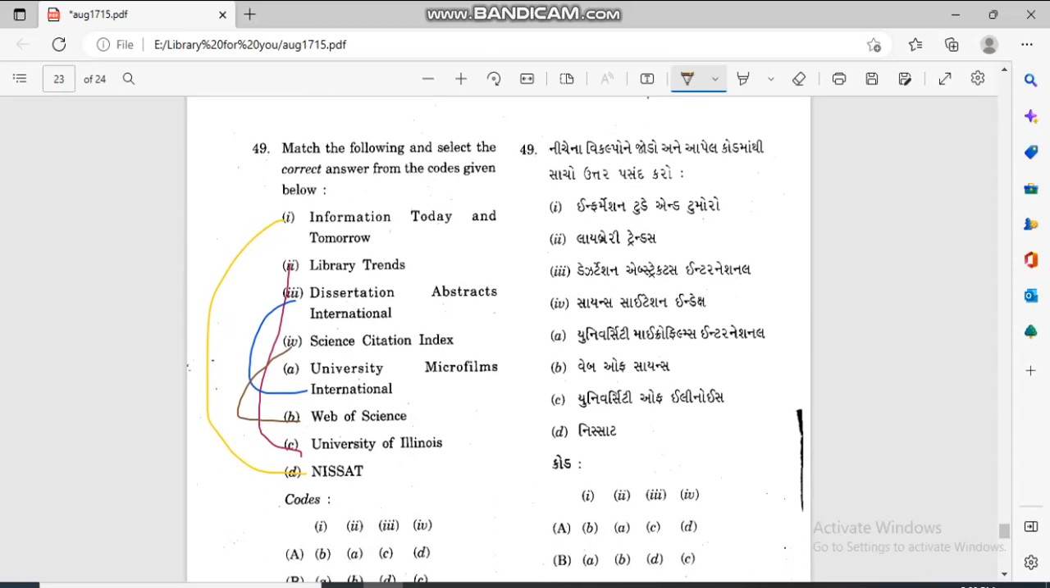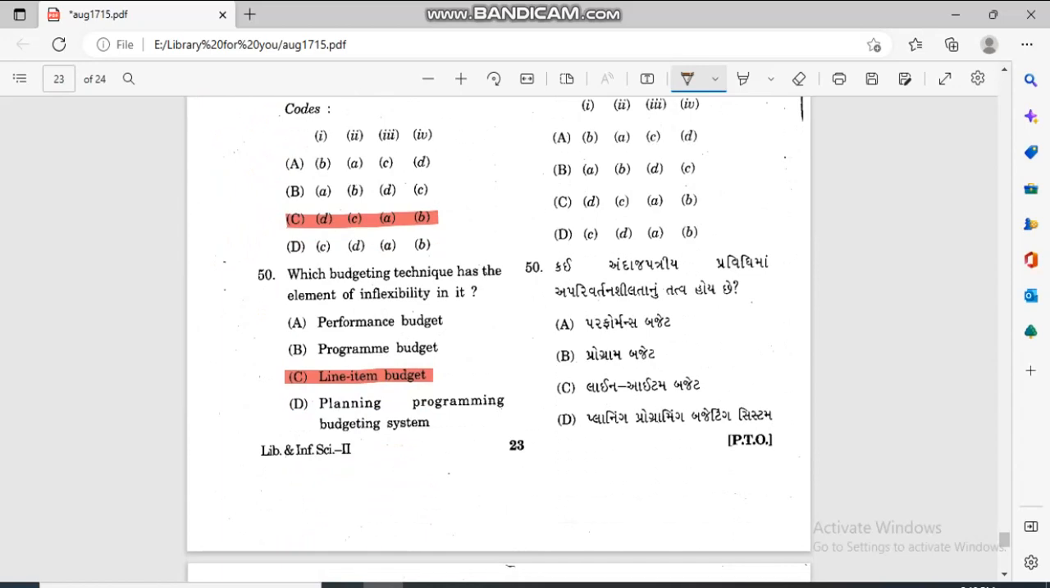Match the following and select the correct answer from the codes given below. The Information Today and Tomorrow is related with NISAT. Library Trends is related with University of Illinois. Dissertation Abstracts International is related with University Microfilms International. Science Citation Index is related with the Web of Science. So answer is C. Which budgeting technique has the element of inflexibility in it? Answer is line item budget.